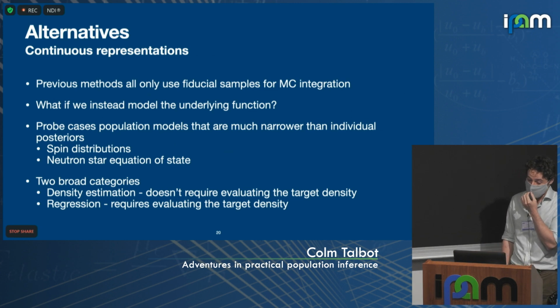To do that, we need some way of modeling the underlying function. The reason we use these samples from the fiducial posterior distribution is because it's expensive to calculate the likelihood of data given signal parameters. It involves calculating a waveform and then comparing it with the actual strain data. And so that's expensive if you're doing that for hundreds of events.